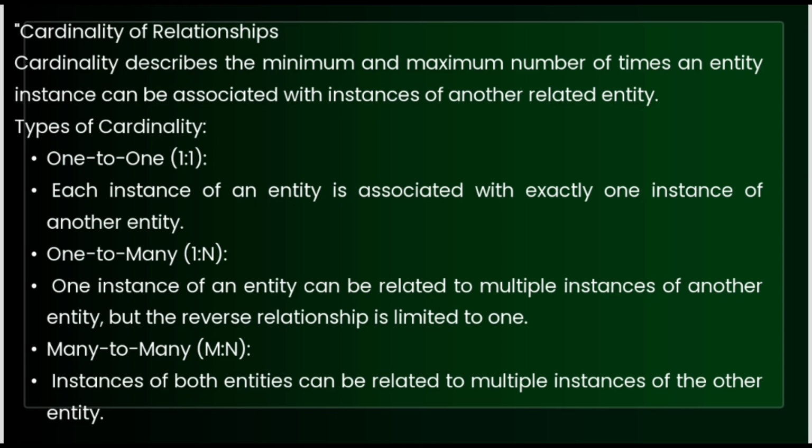Cardinality of the relationship. Cardinality describes the minimum and maximum number of times an entity instance can be associated with an instance of another related entity. Types of cardinality. One-to-one. Each instance of an entity is associated with exactly one instance of another entity. One-to-many. One instance of an entity can be related to multiple instances of another entity, but the reverse relationship is limited to one. Many-to-many. Instances of both entities can be related to multiple instances of the other entity.